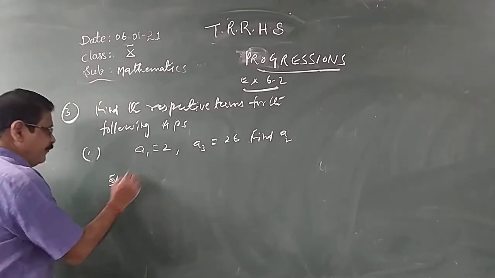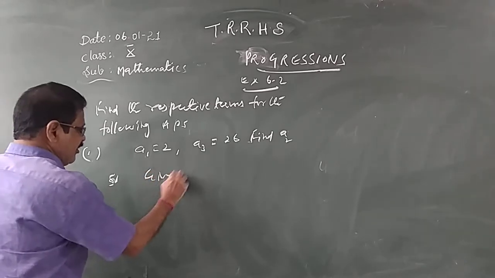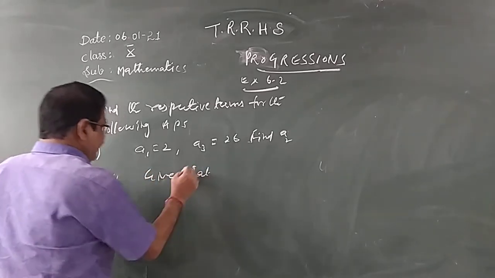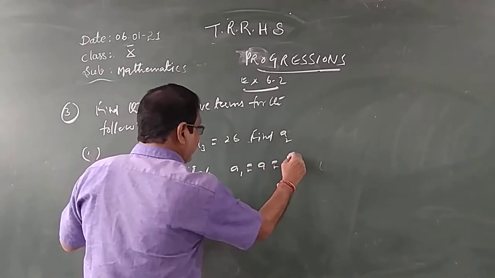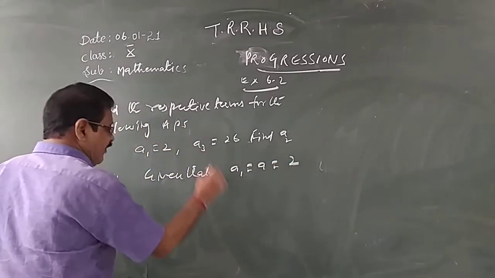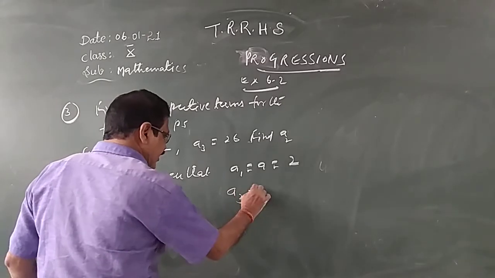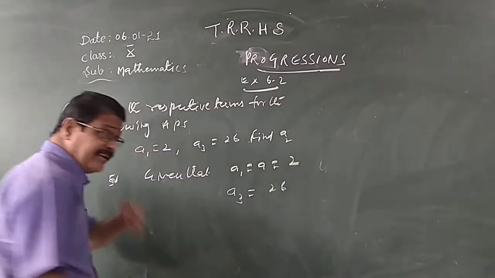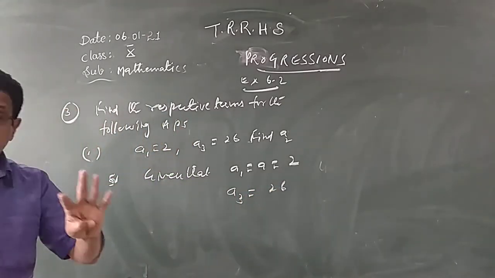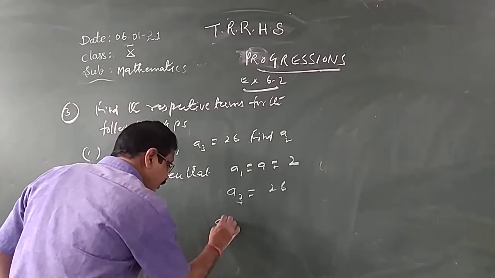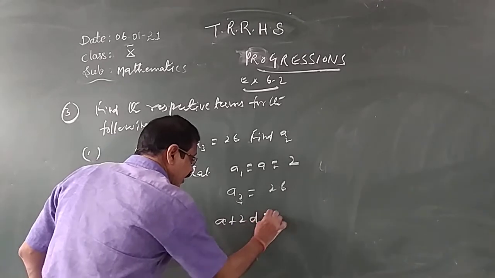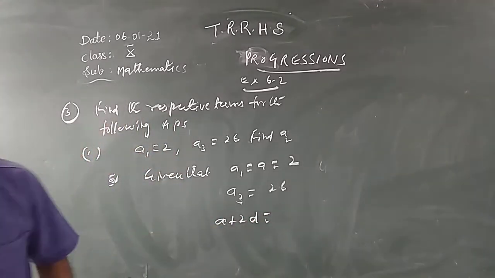Okay. Here, what is given? A1, the first term, A1 or A, is equal to 2. And A3 is equal to 26. What is the first term in an AP? A. Second term is A plus D. Third term is A plus 2D. A3 means A plus 2D. You know that.